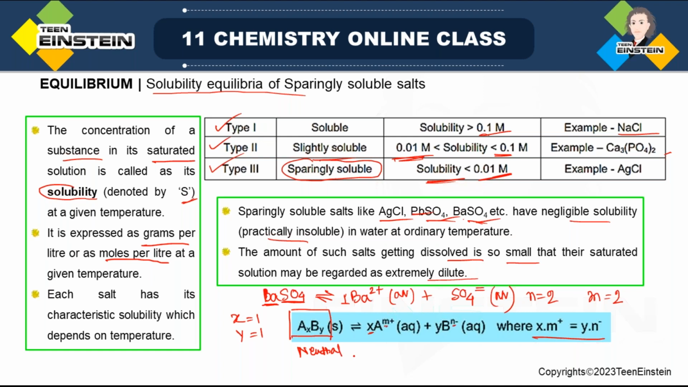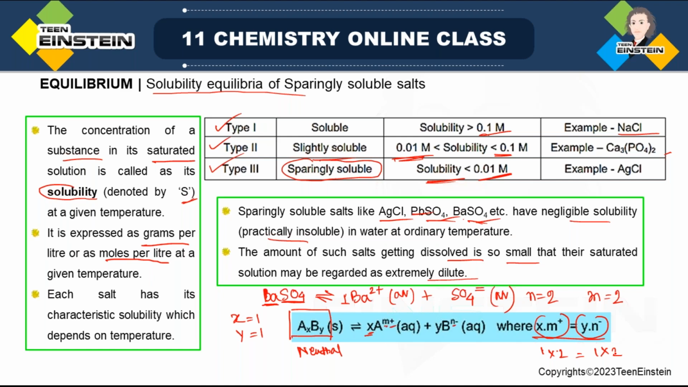Now for the salt to be neutral overall, obviously this x into m, the total amount of positive charge, must be equal to the total amount of negative charge. In this case, m value is 2 and it is 1 into 2. Here also it is 1 into 2, because in our case x, y both are 1, and n is 2, m is also 2. So in this way, in general, we can express the equation for sparingly soluble salts.